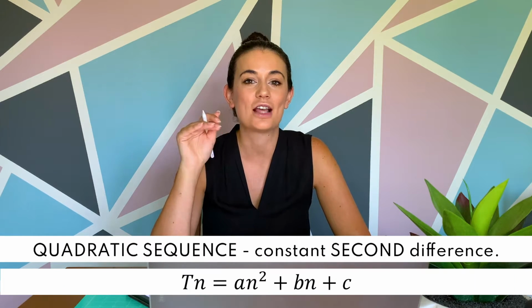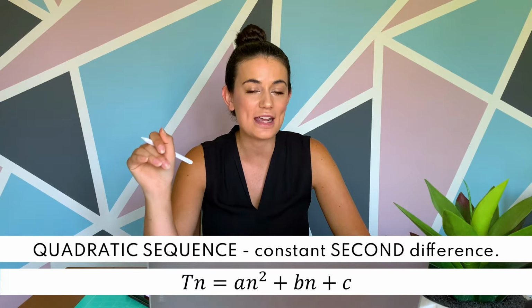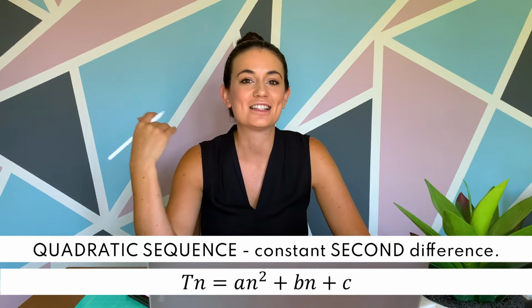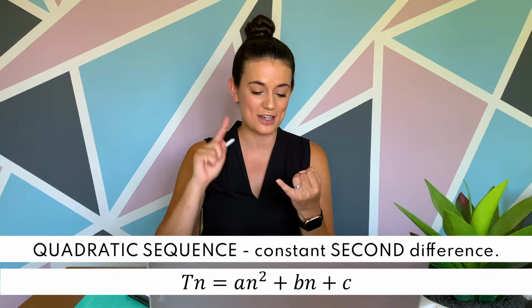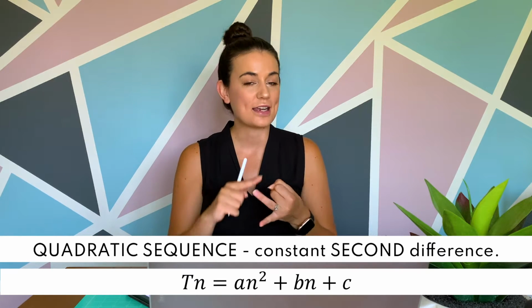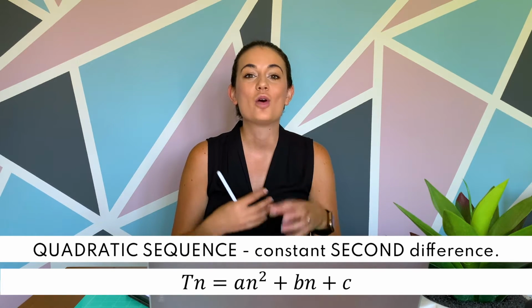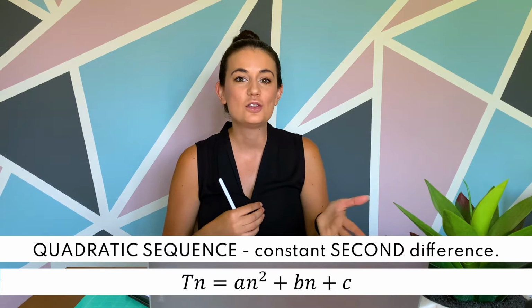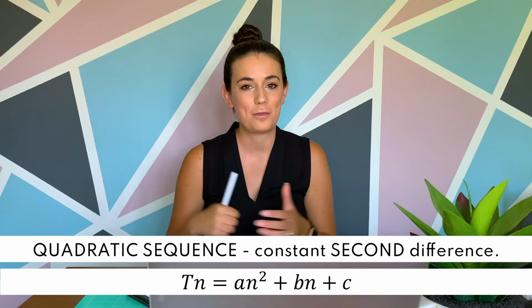When we're talking about a quadratic number sequence, what we're talking about is in the form Tn equals an squared plus bn plus c. So that's the same form as a quadratic equation, a quadratic expression. We have a quadratic sequence: Tn equals an squared plus bn plus c.